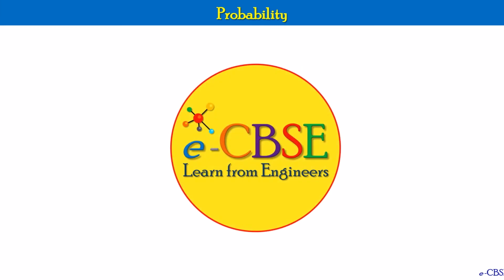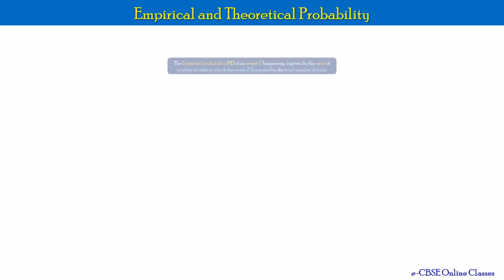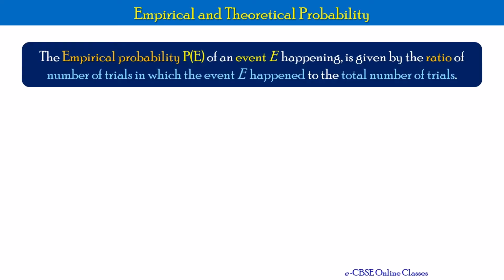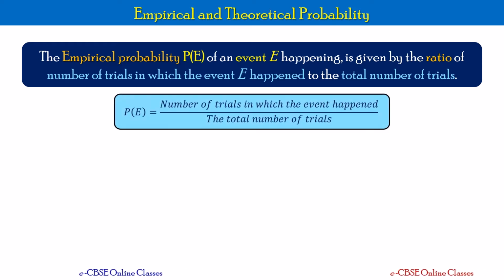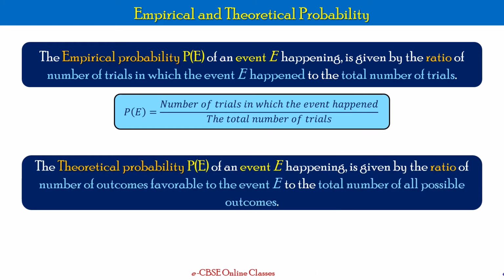Before we get to the exercise problems, let's quickly revisit the definitions of empirical and theoretical probability. The empirical probability P of E of an event E happening is given by the ratio of number of trials in which the event E happened to the total number of trials. So P of E is equal to number of trials in which the event happened divided by the total number of trials. Similarly, the theoretical probability P of E of an event E happening is given by the ratio of number of outcomes favorable to the event E to the total number of all possible outcomes.